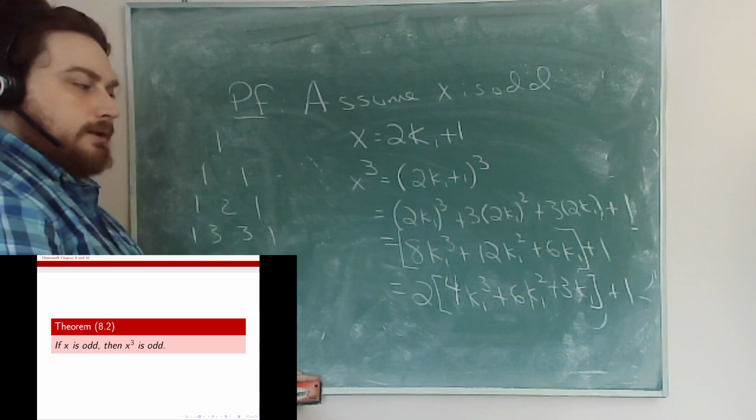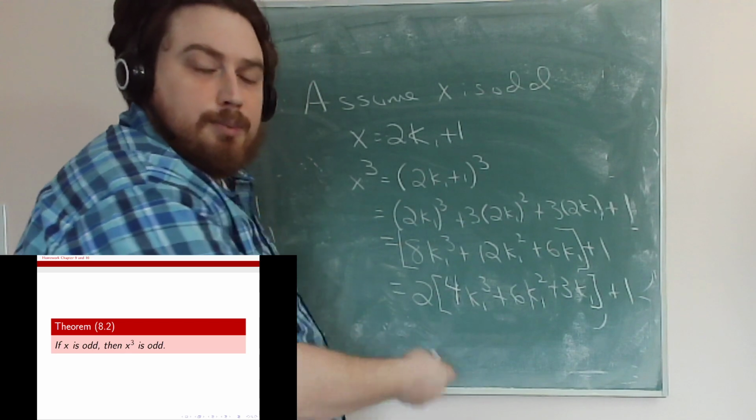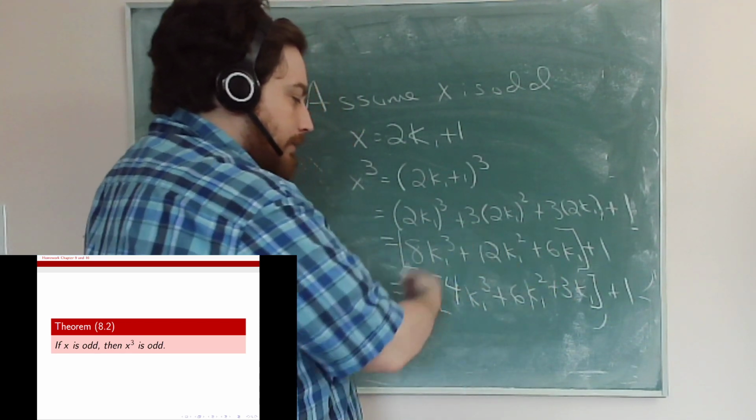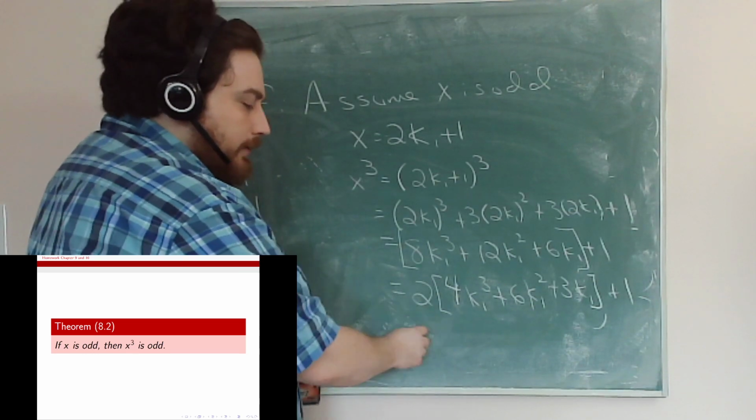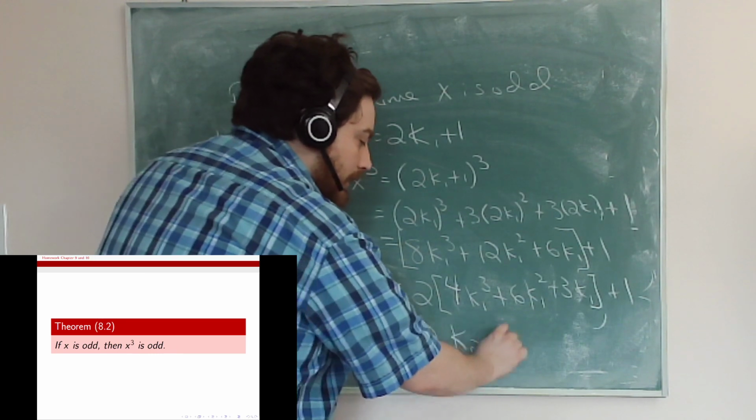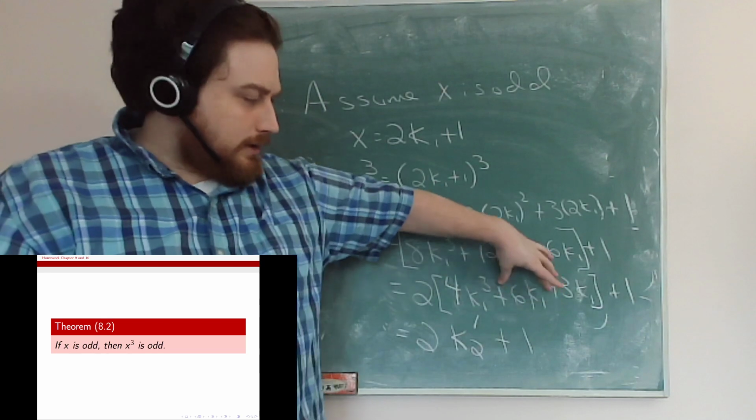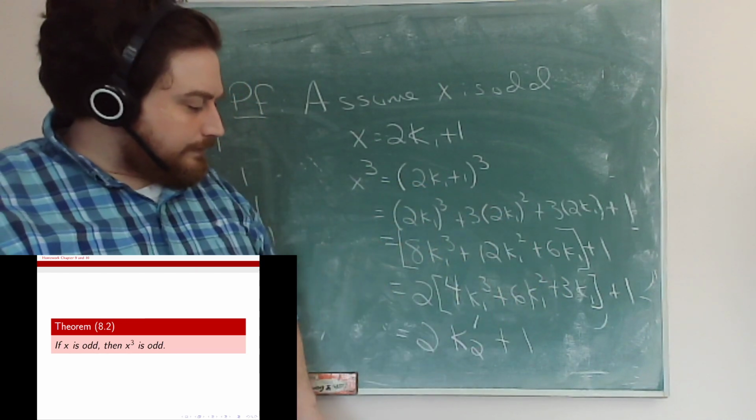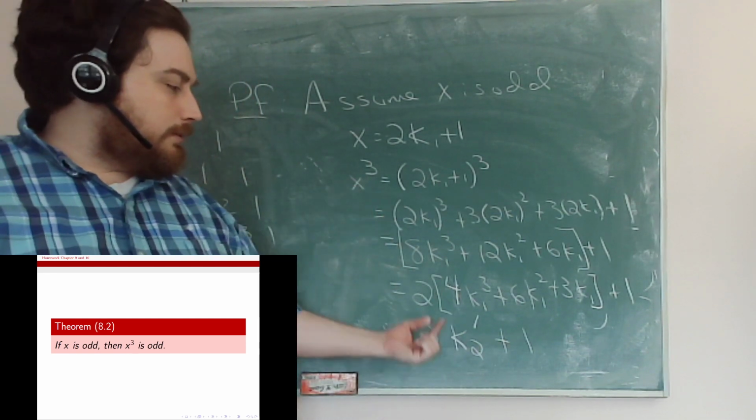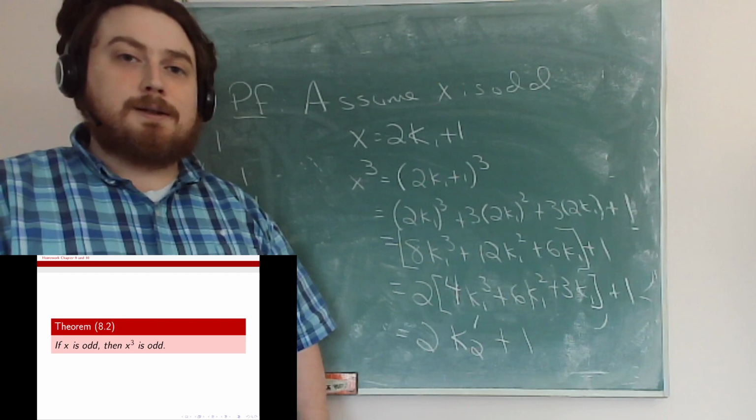Now what we notice is, well, this is an integer, this is an integer, these are all integers. I'm multiplying and adding integers, so I end up with an integer. So this big thing is just some integer, and I'm going to let that be k2. And so what I get is 2 times k2 plus 1. So x cubed is indeed odd because I've written it as 2 times an integer plus 1.